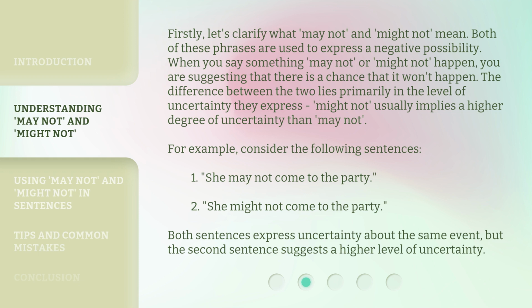For example, consider the following sentences. 1. She may not come to the party. 2. She might not come to the party. Both sentences express uncertainty about the same event, but the second sentence suggests a higher level of uncertainty.